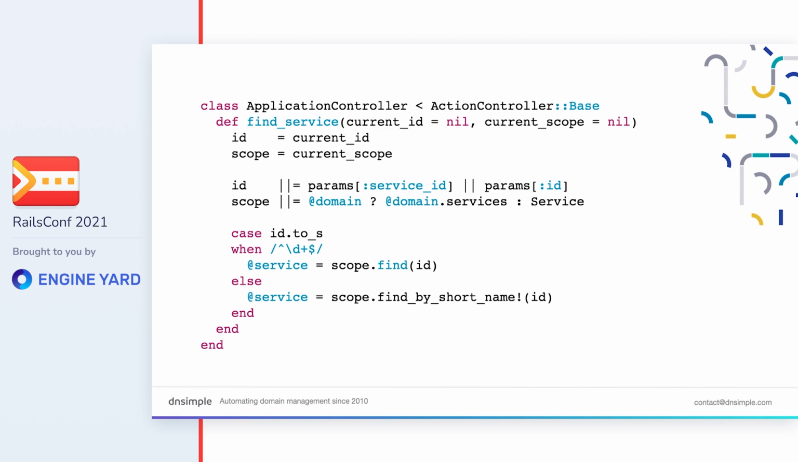It decides whether it should use the service ID or the ID itself from the params, depending on the context. It also decides whether the scope should be from within the domain's services list or all services. And then finally, it makes a decision about whether it should use find or find by short name, depending on whether the ID was numeric or a string. This is pretty complex. And this was buried inside of the application controller. And then in other cases, there would be code that would be inside of the controllers themselves.